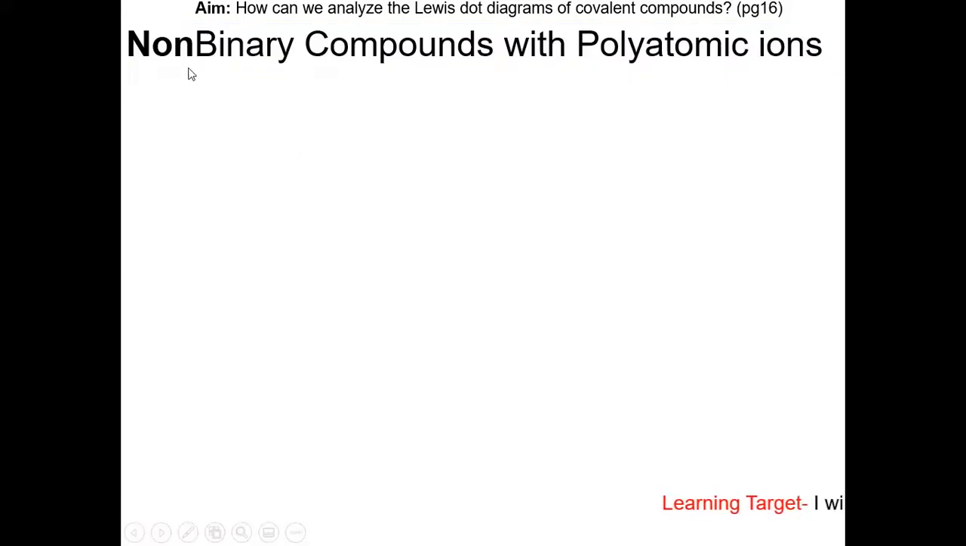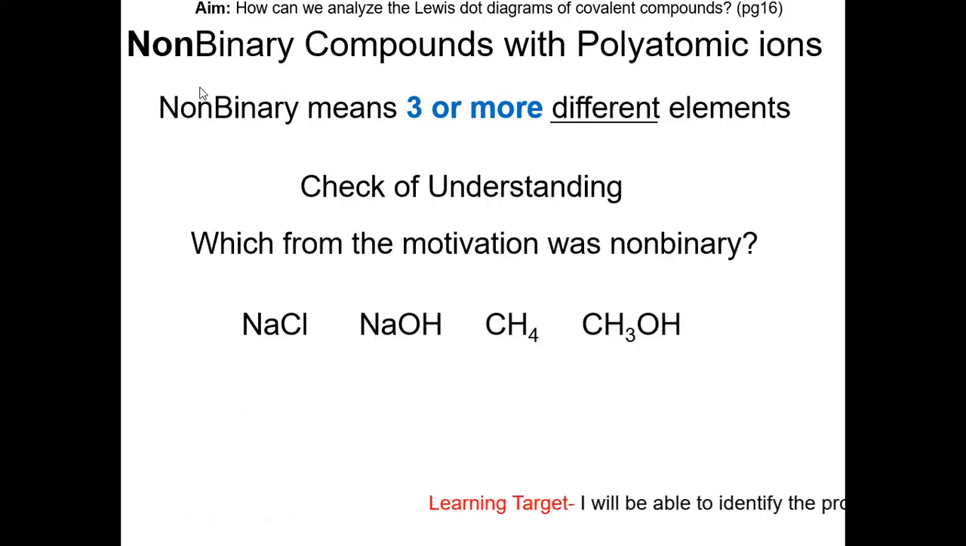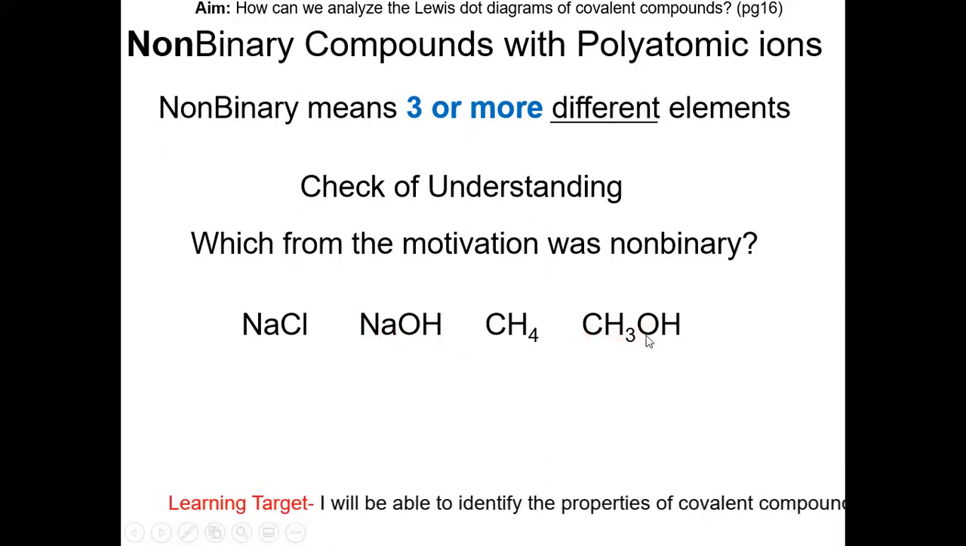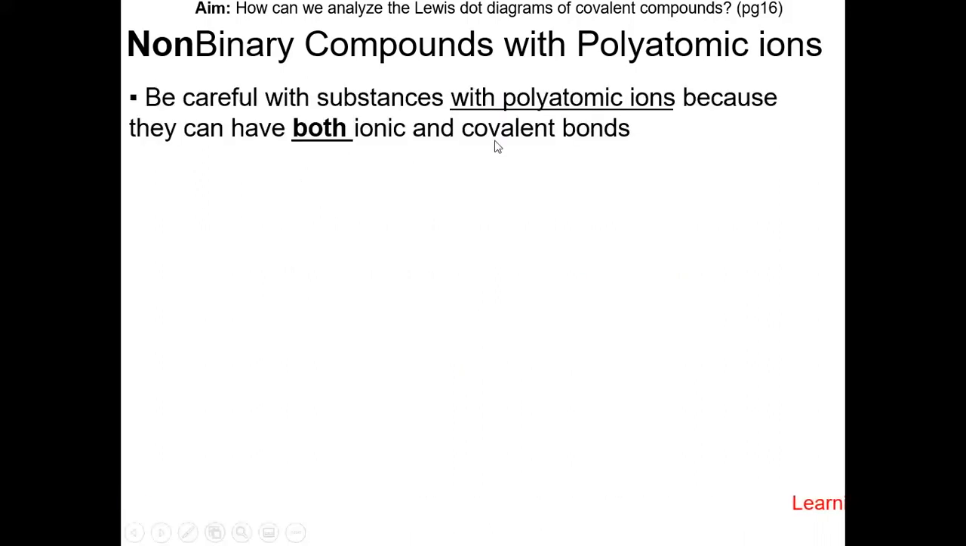Let's first review the term non-binary. Non-binary means 3 or more different elements. So from the motivation, which was non-binary? Only NaOH and CH3OH were non-binary because they have 3 different elements. So be careful with substances with polyatomic ions because they can have both ionic and covalent bonds.